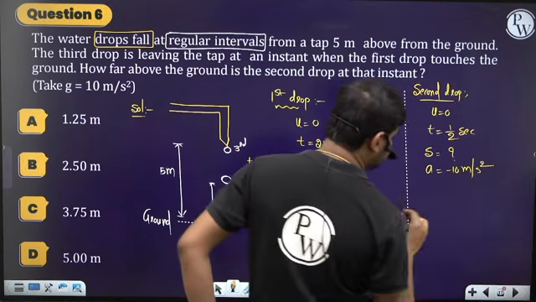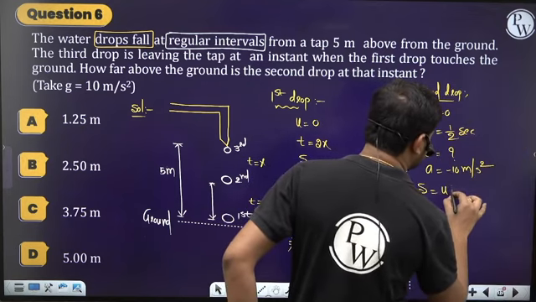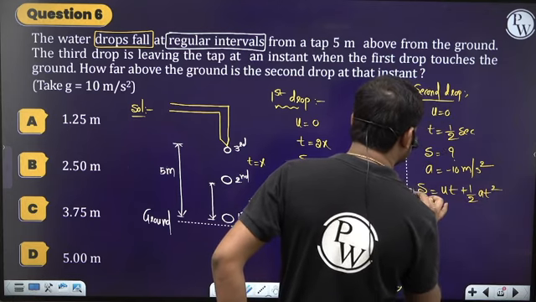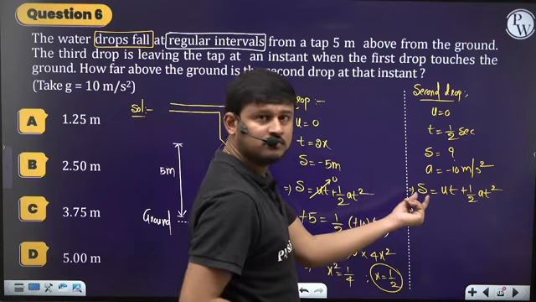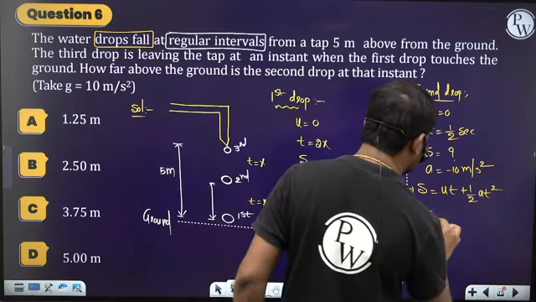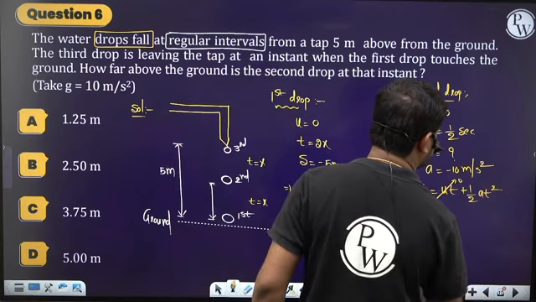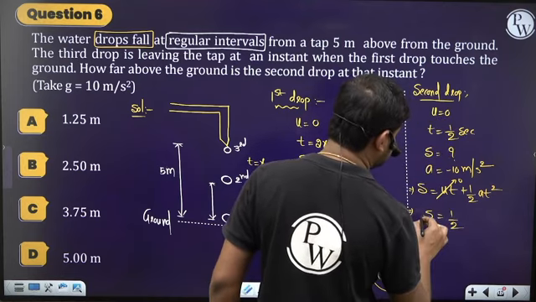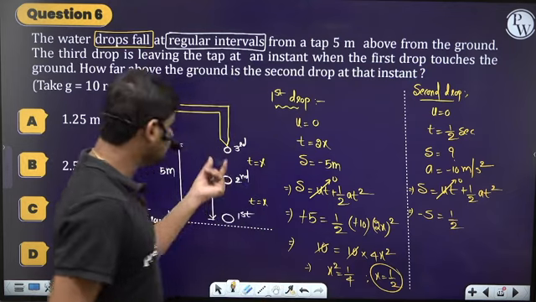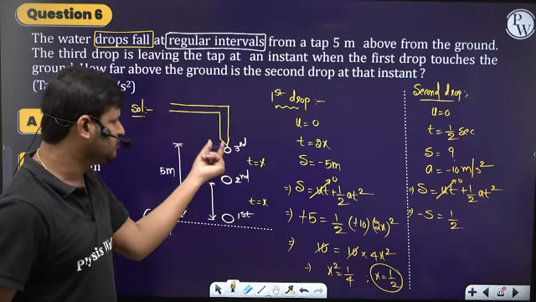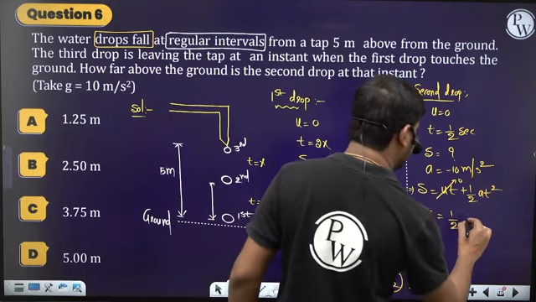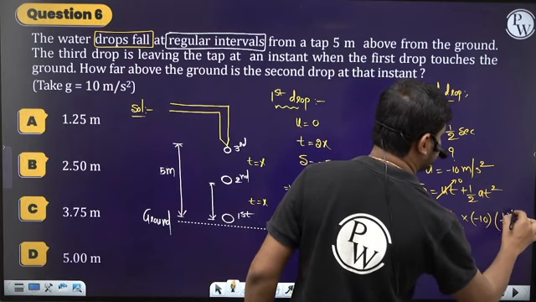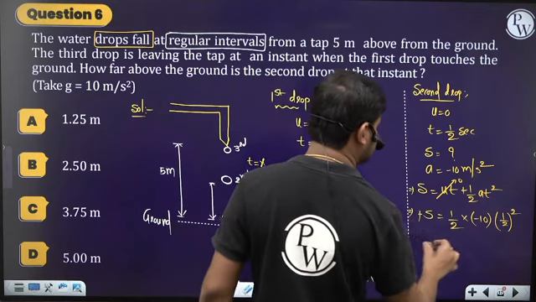So use the equation s is equal to ut plus half at square. s is the term we have to find. This term will become 0 as the initial velocity is 0. Then this is going to be minus half. Why? Because the final position is below the initial position. So that's why minus half. a is minus 10 into 1 by 2 whole square. Right? So then minus cancels.